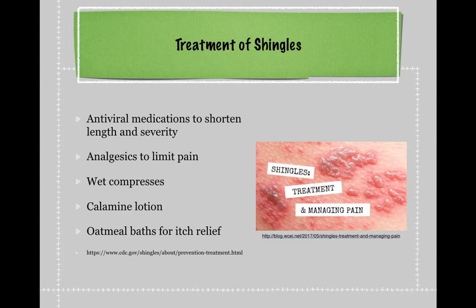The treatment of shingles is really to limit the length of the infection and also the severity. So one may take antiviral medications. They will take analgesics to limit the pain, and use wet compresses, calamine lotion, and oatmeal baths for itch relief. Similar to chickenpox, treatment is aimed at decreasing the itching, which can result in scarring and nerve damage.